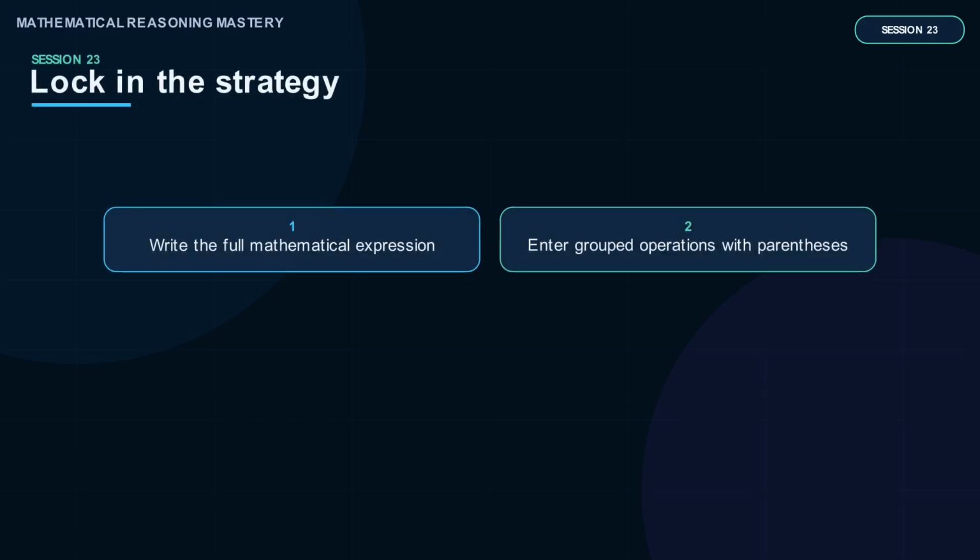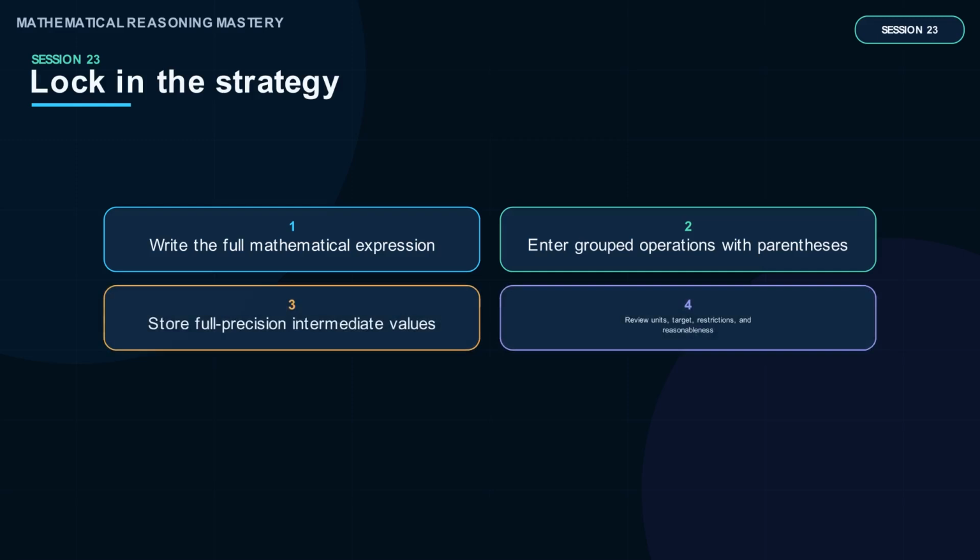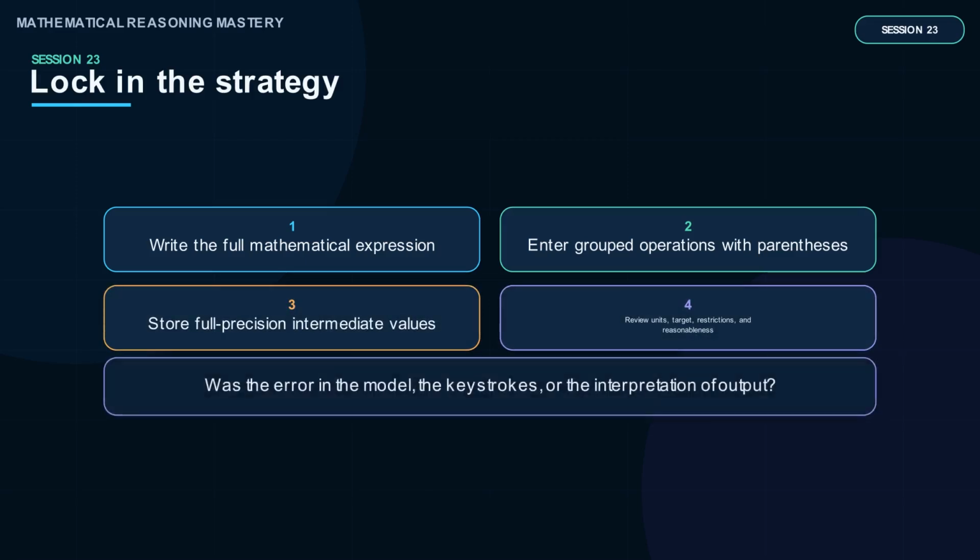A central message is to separate modeling from calculator entry. Combine that with the discipline to use passes and flags efficiently. Finish by remembering to match verification to error risk. A result becomes dependable only when the method and verification are both clear. Reflection. Was the error in the model, the keystrokes, or the interpretation of output? Name the exact point where an incorrect path would first become visible.